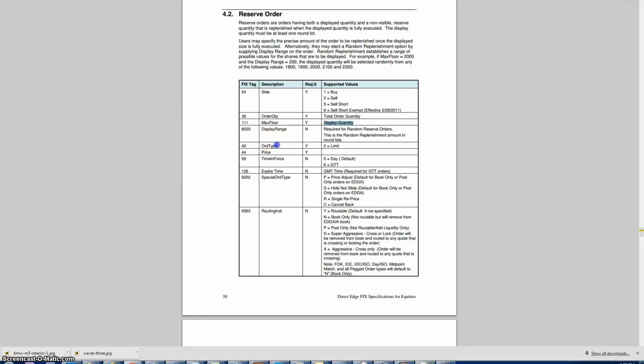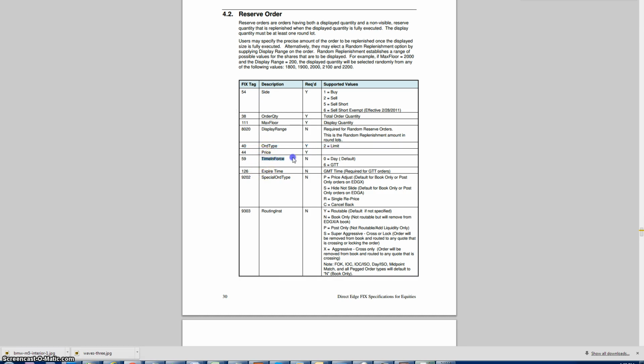Then you have order type. In this case, it looks like they do not accept market orders, and that's specific to Direct Edge. But order type, you could have 40 equals 1 or 40 equals 2. It really depends on what type of order it is, whether it's a market order or limit order. Moving along, you have price, so price on the order.